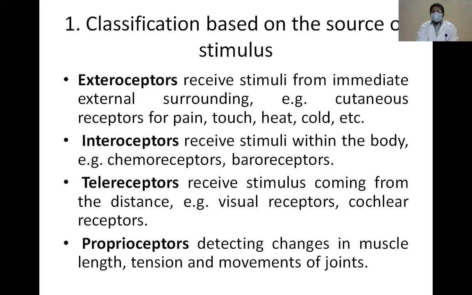Then next is the telereceptor. This is where the stimuli come from a distance. For example, the eye or the ear: the visual receptors, the rods and cones, receive the light stimulus from a distance. Even the cochlea receives the sound stimulus from a distant source. They are called telereceptors.